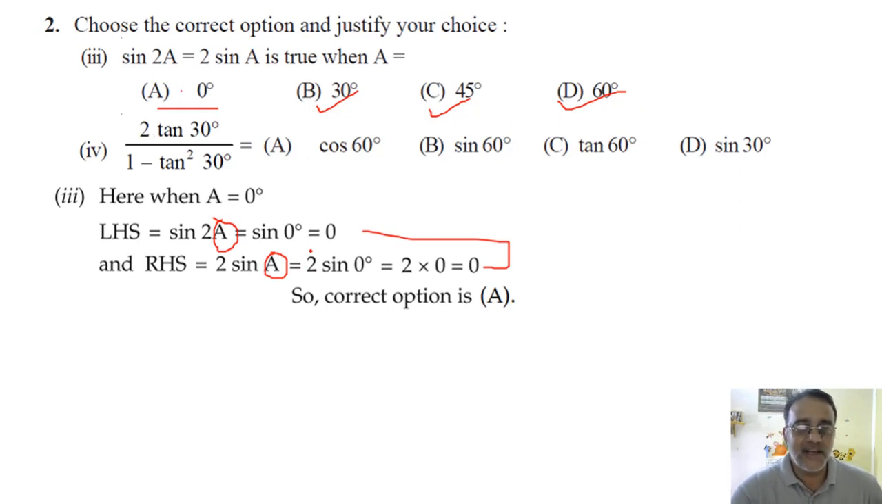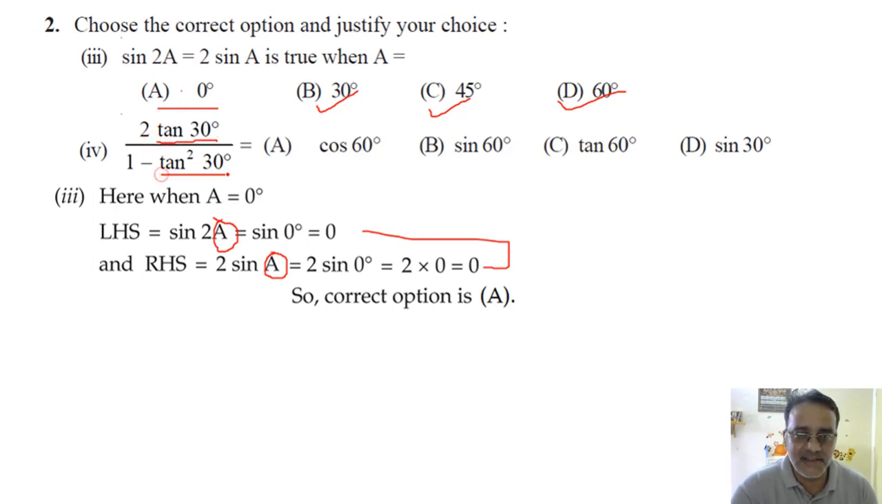Or you can do this calculation in your mind also. Very simple. 2 sin 30 degree, 2 into half is 1, and 2 sin 60 degree is not equal to 1. Similarly for 45 degree, similarly for 60 degree. You can check in your mind also. So writing steps is not required for multiple choice questions. Only the correct option is required. So let us move towards the fourth bit.